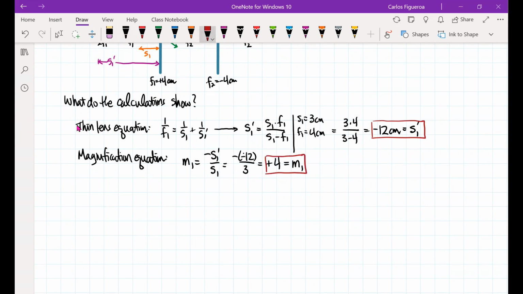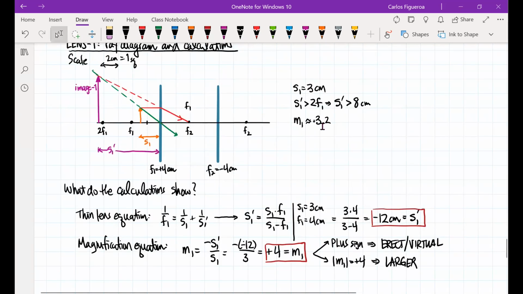Now if I look at my image characteristics, we can see that the plus sign tells me that I have an erect, virtual image. And I have a magnification of plus 4, which means it has to be larger, just like my ray diagram. Note that I was thinking 3.2, 4-ish. It looks like they're more or less in the ballpark.